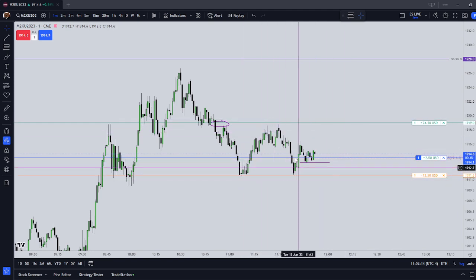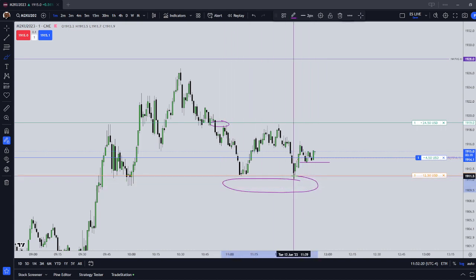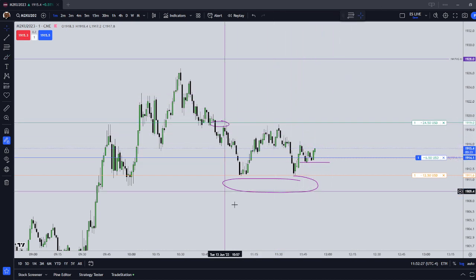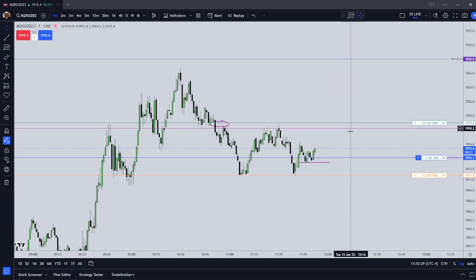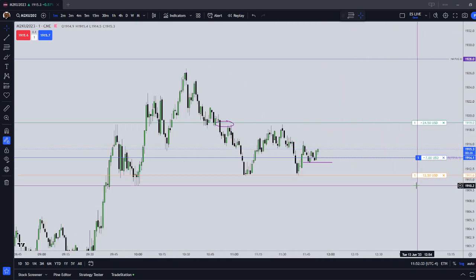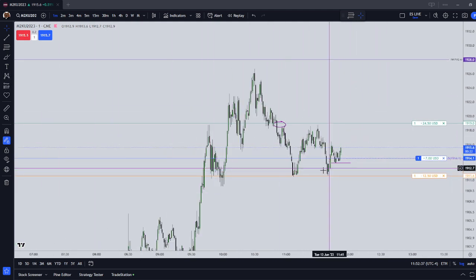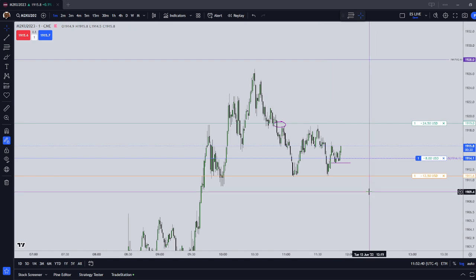Well, we're building up liquidity now on both sides of the book, so we're going to have liquidity to the sell side, and we have liquidity to the buy side. So we're going to have liquidity pools on both sides. It doesn't mean we're going to take both out today, but it's something to be aware of. You always want to be aware of where your liquidity is.